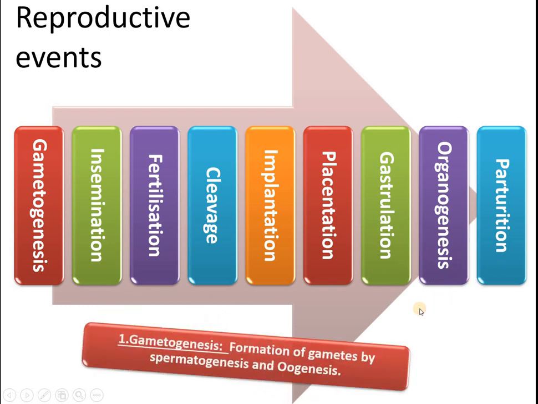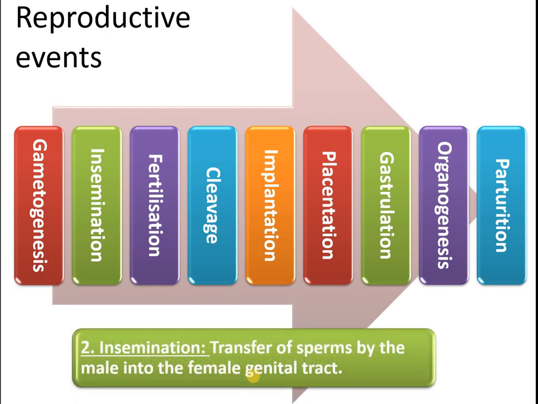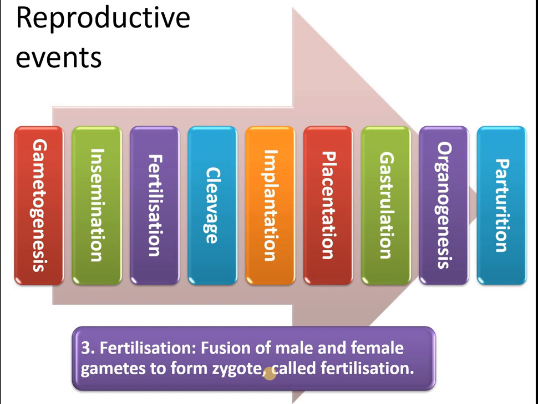Now we see one by one. Gametogenesis. Formation of gametes by spermatogenesis and oogenesis is called gametogenesis. The gametes are produced. Insemination. Transfer of sperms by male into female genital tract is called insemination. Thus, the sperm reaches the ovum. Fertilization. Fusion of male and female gametes to form zygote. Here, the haploid gametes give rise to the zygote in diploid condition.